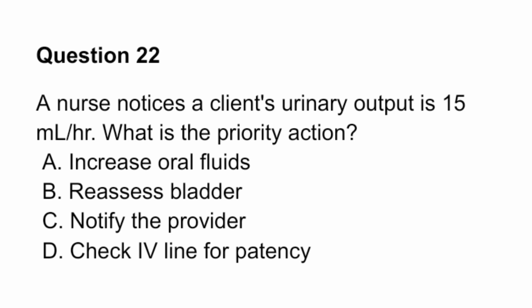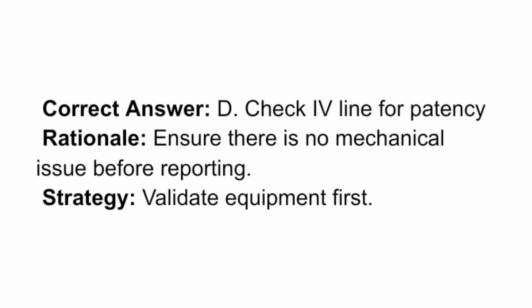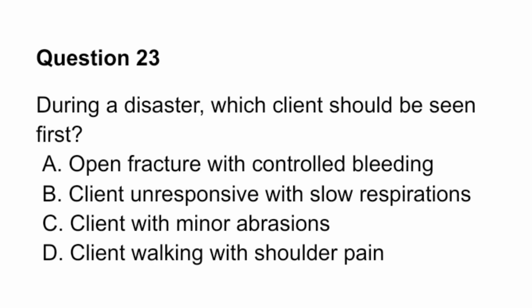Question 22. A nurse notices a client's urinary output is 15 milliliters per hour. What is the priority action? A. Increase oral fluids. B. Reassess bladder. C. Notify the provider. D. Check IV line for patency. Correct answer, D. Check IV line for patency. Rationale: ensure there is no mechanical issue before reporting. Strategy: validate equipment first.